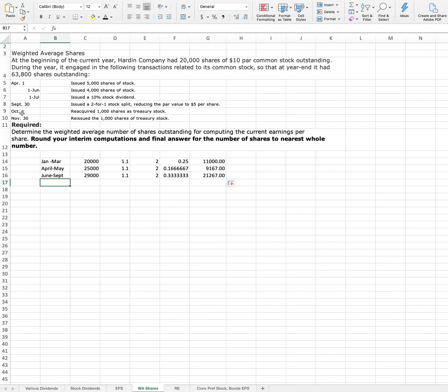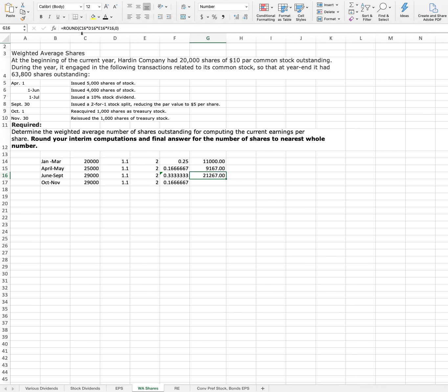So now we have October through November 30th, so we'll say October to November. And we're reacquiring 1,000 shares of treasury stock. So we're going to keep this 29,000 and our 1.1, our 2, this is 2 months, but we're going to change this formula just a tiny bit because we need to account for the 10% dividend and the 2 split before we subtract out the 1,000 shares.